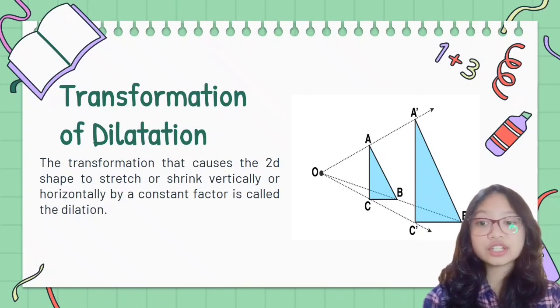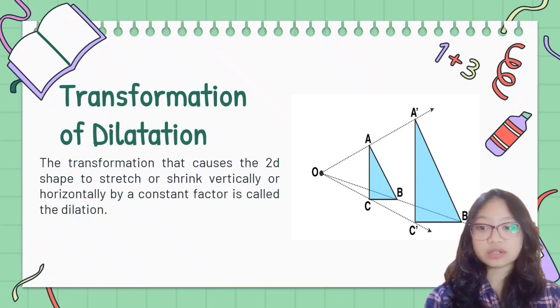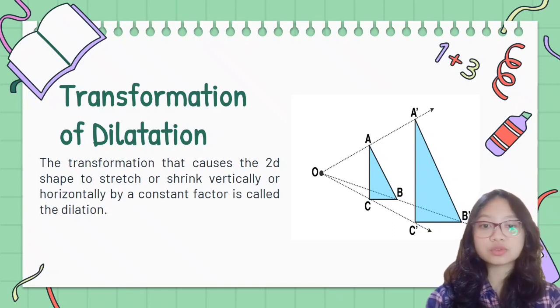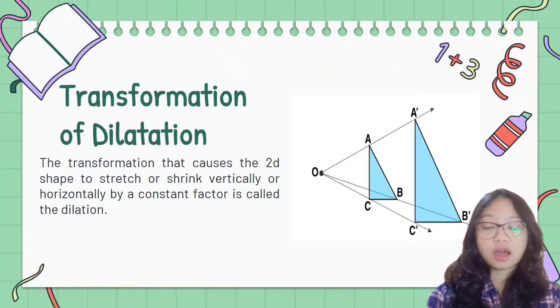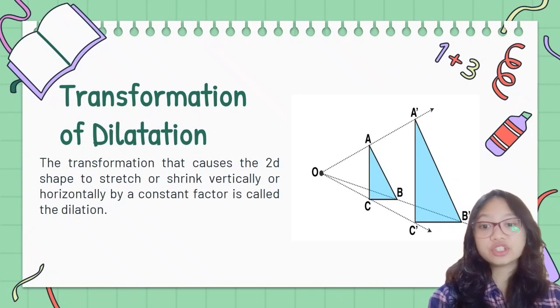If a dilatation creates a larger image, then it's known as enlargement, and if a dilatation creates a smaller image, then it is known as a reduction. In the above figure, we can see the original triangle ABC is transformed into a bigger triangle, A accent, B accent, and C accent, after the dilatation process. Hence, it is a case of enlargement of the size of an object or shape.